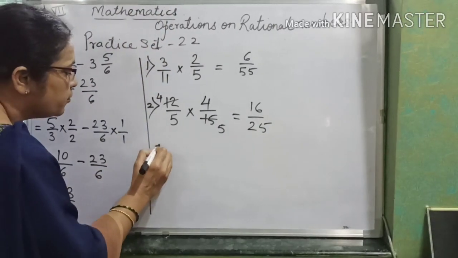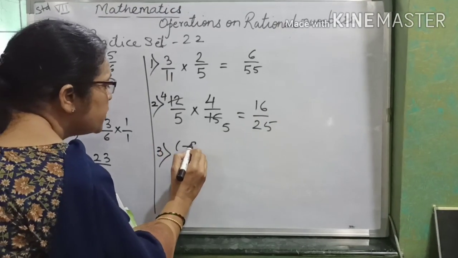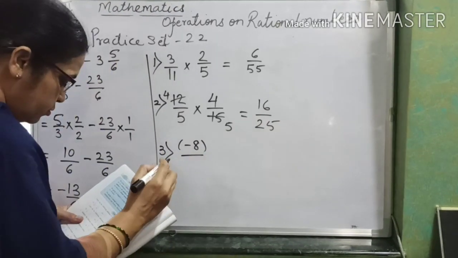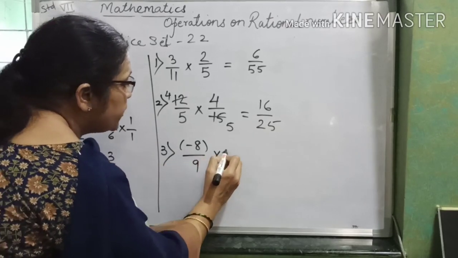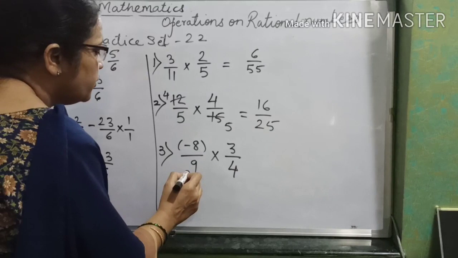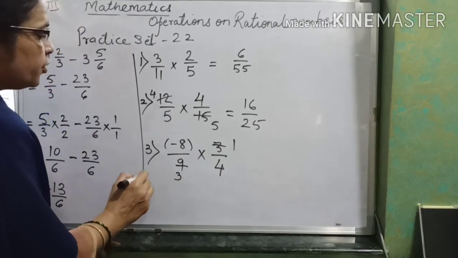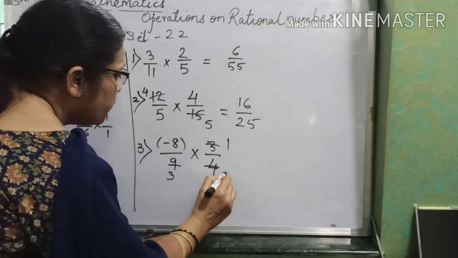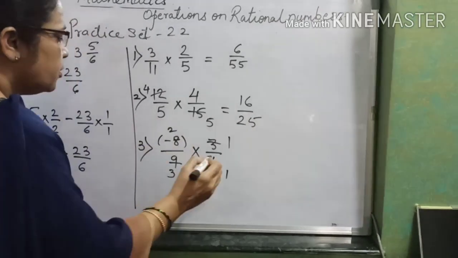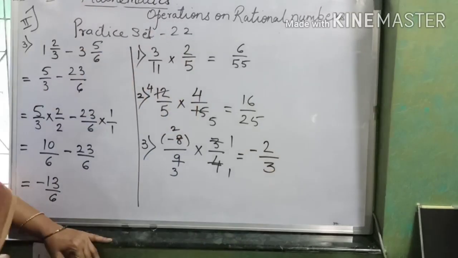The third sum, minus 8 upon 9 multiplied by 3 upon 4. Now 3 1s are 3 and 3 3s are 9. We have to reduce it to the lowest term. 4 1s are 4 and 4 2s are 8. So the answer comes minus 2 upon 3.